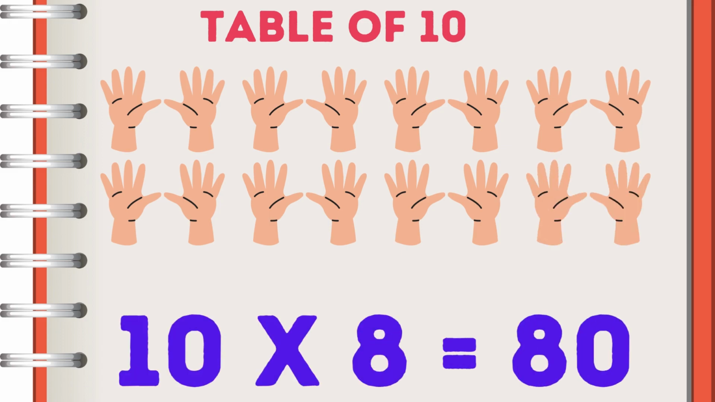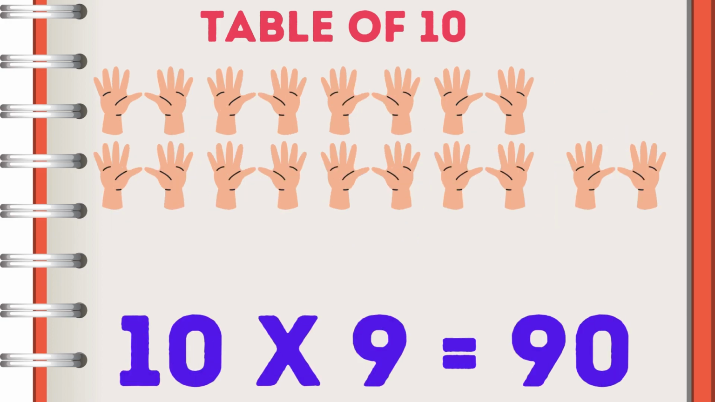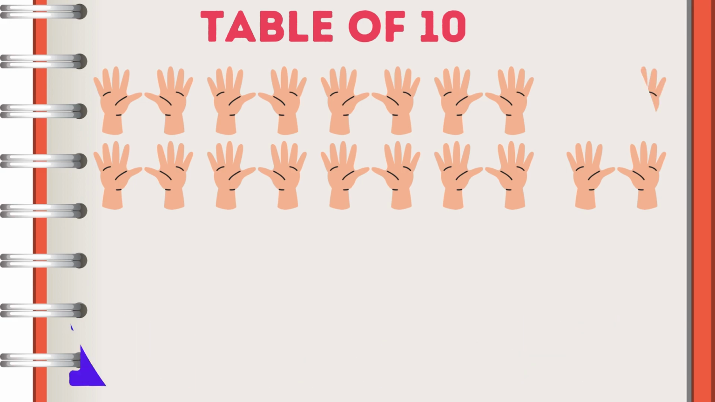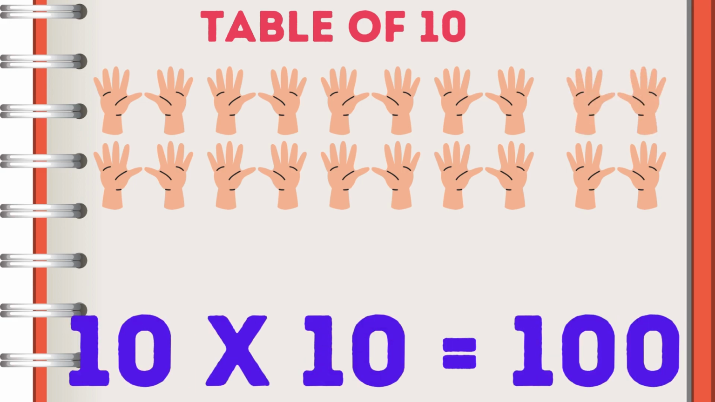10, 20, 30, 40, 50, 60, 70, 80. 10 times 8 is 80. 10, 20, 30, 40, 50, 60, 70, 80, 90. 10 times 9 is 90. 10, 20, 30, 40, 50, 60, 70, 80, 90, 100. 10 times 10 is 100.